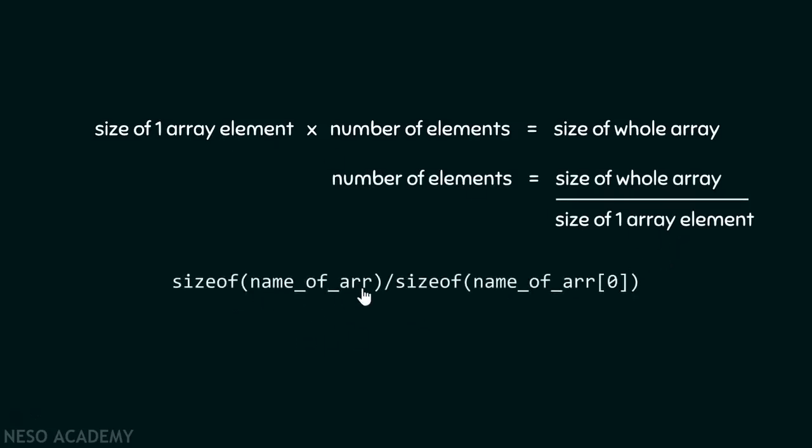sizeof name of array means size of the whole array. And sizeof name of array with square brackets and the index means size of one array element. And you are dividing both of them in order to calculate the number of elements. For the sake of simplicity, I'm mentioning 0 over here. You can mention 1, 2, 3, 4. It is up to you. And why doesn't the index matter? Because we just want to know the size of one element. And it can be any element of the array. But better is to choose 0.